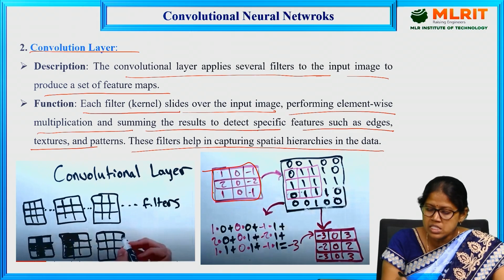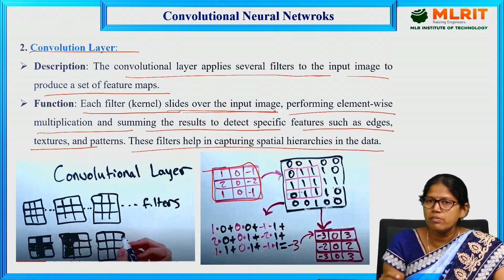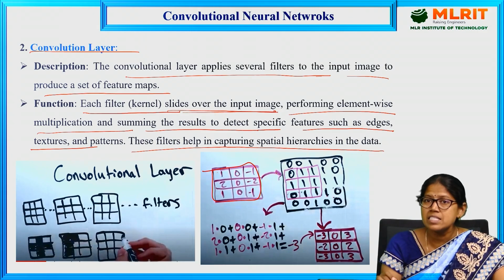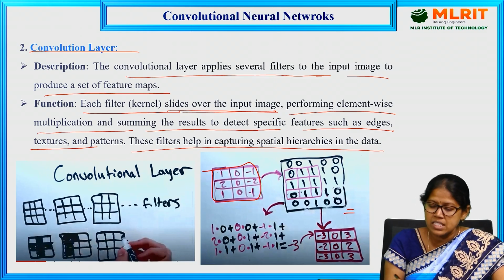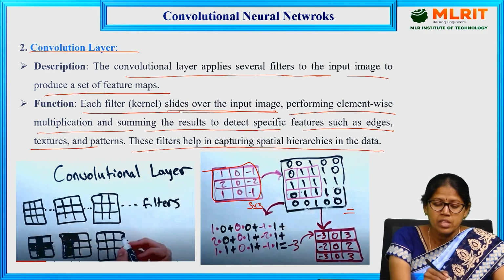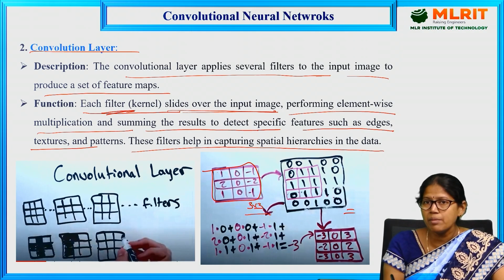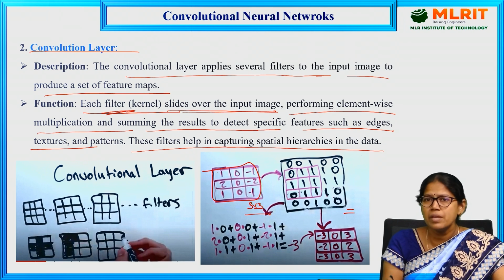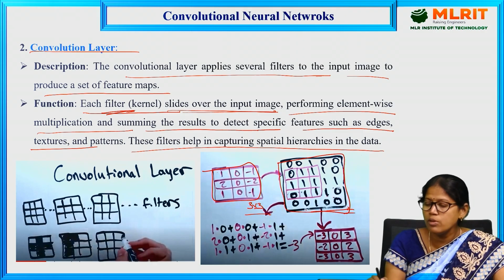This filter slides over the input image. Whatever input image is there, it will be multiplied and all the values summed up to produce the output. Let's see the first one. This is a 3x3 matrix. Basically, this filter is in the form of a matrix, either 3x3 or 5x5 or 7x7, based upon the complexity of the image. Here these are the image pixel values.